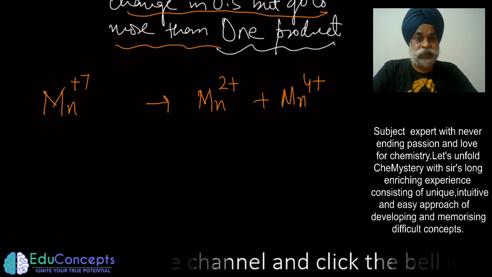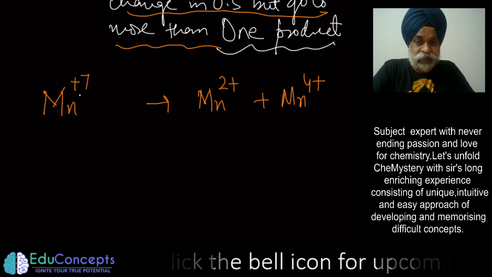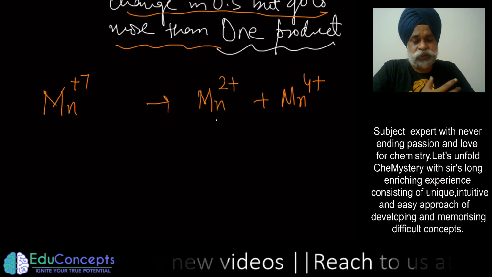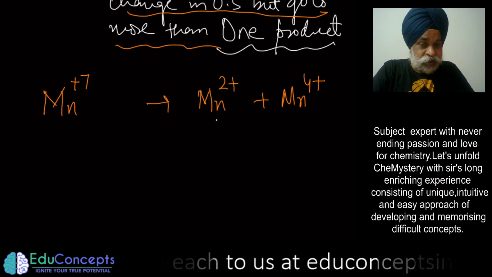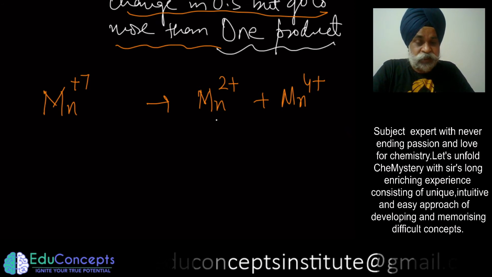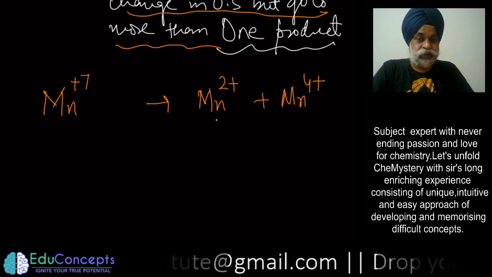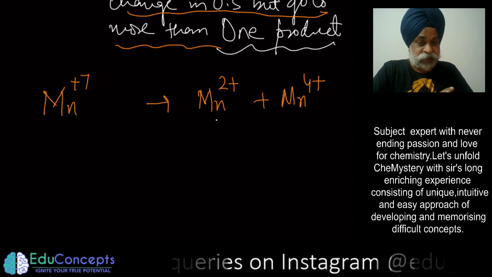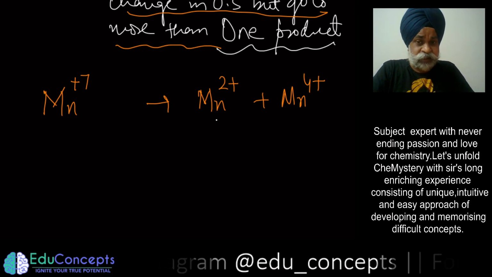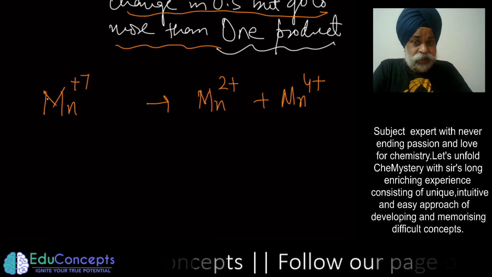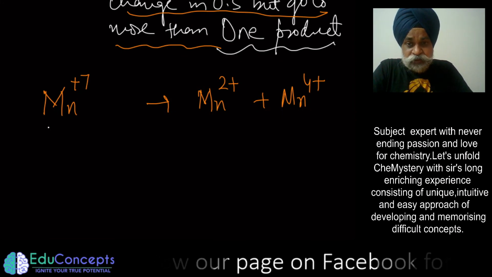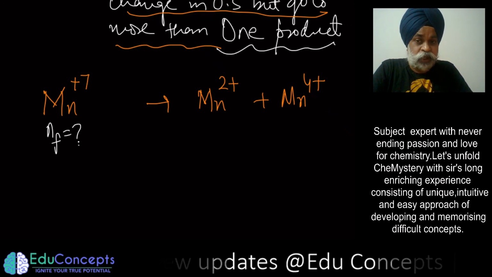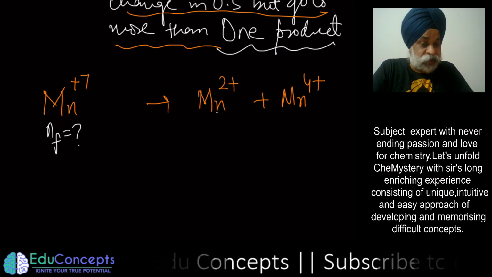This type of situation is there, where manganese Mn7+ goes to Mn2+ and Mn4+ during some reaction. So here, as I told in case 1, at times you have to do the balancing, then only you can get to know what is the n factor. Now see here, in this case, if somebody asks you what is the n factor of this species, you cannot answer it until you know how much of this manganese has gone to Mn2+ and Mn4+.